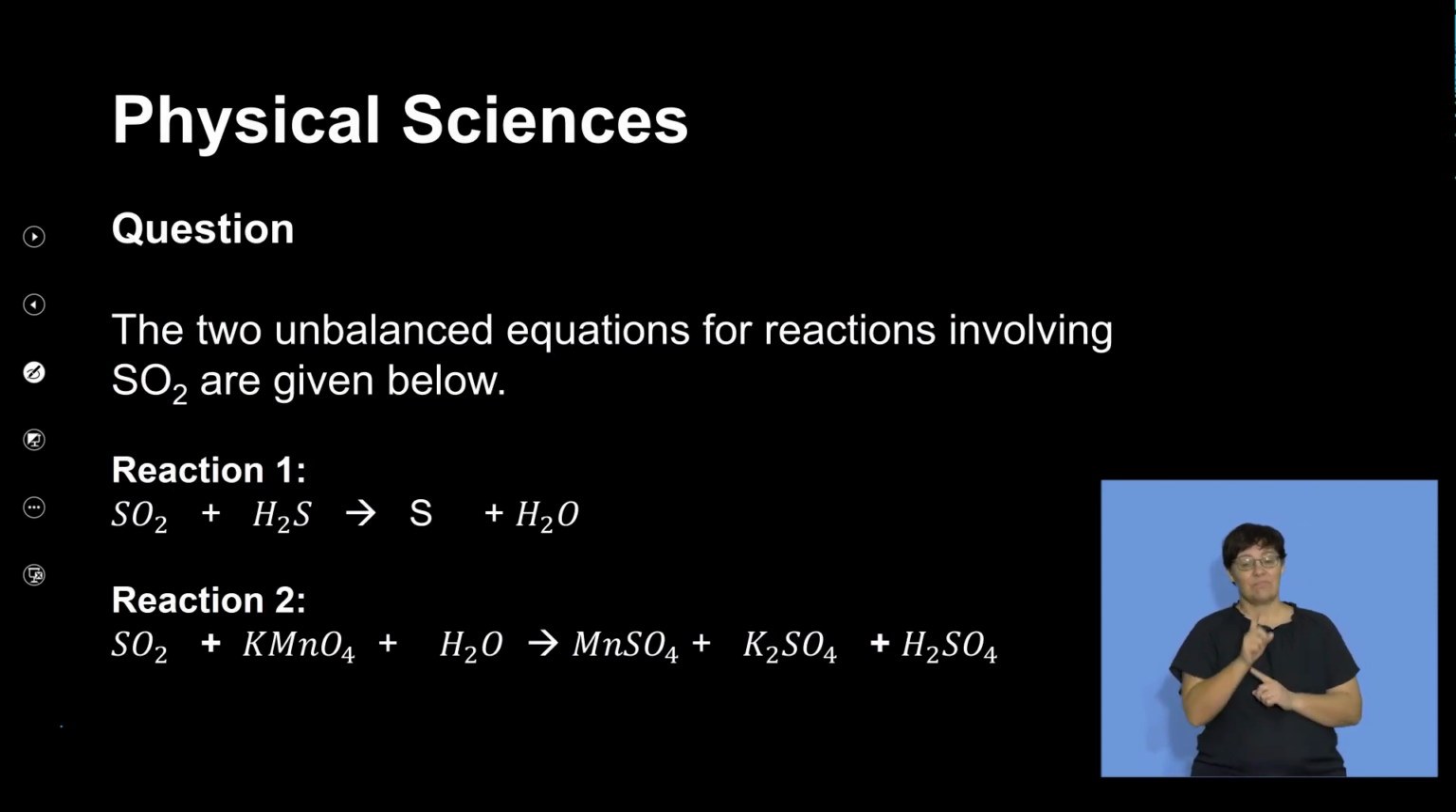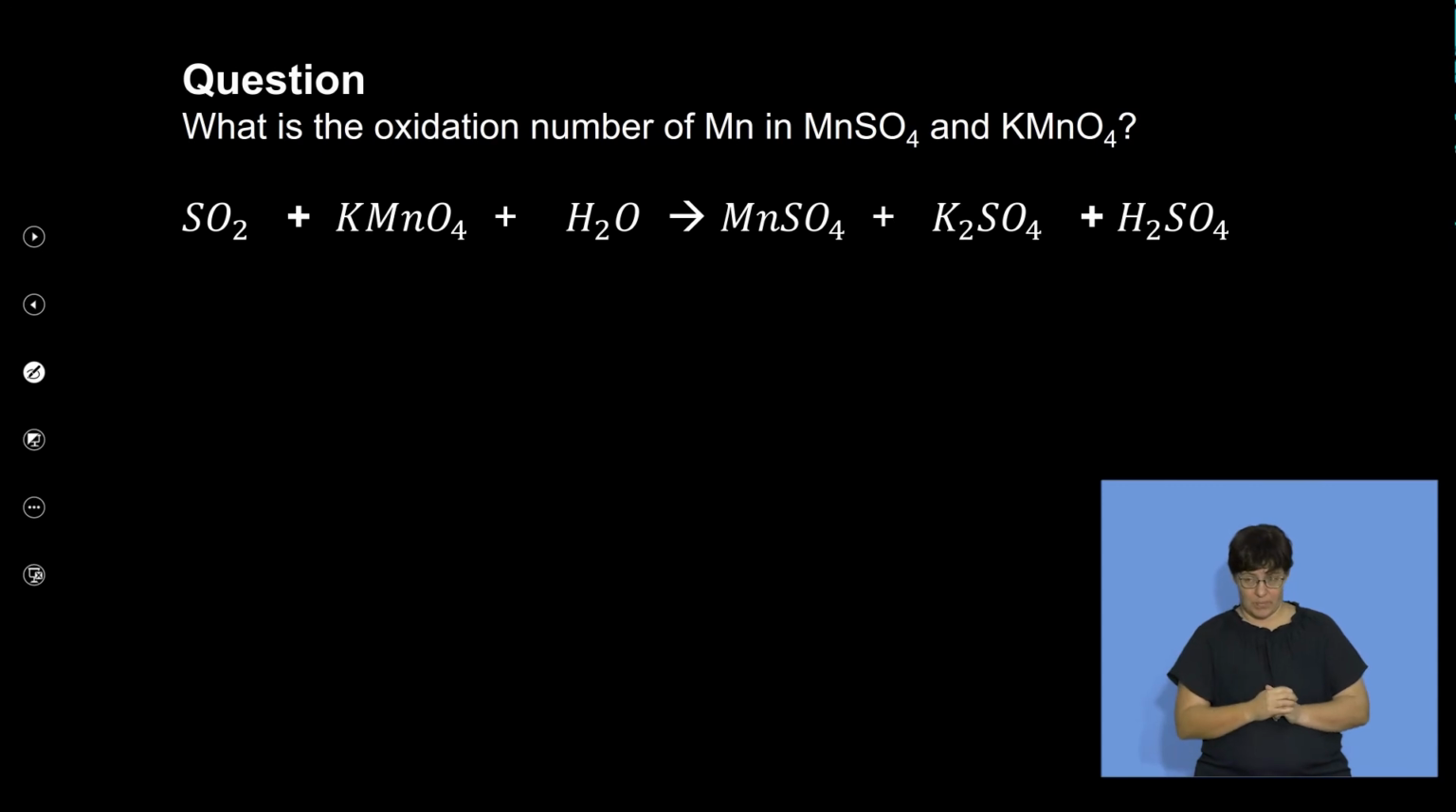In this question, it says the two unbalanced equations, and I'm going to underline that because that's very important, for reactions involving sulfur dioxide are given. So there are two reactions here. In reaction 1, sulfur dioxide reacts with hydrogen sulfide, and in the second one, sulfur dioxide reacts with potassium permanganate. Now, it asks what is the oxidation number of manganese in manganese sulfate and in potassium permanganate. So this is about chemical formulas as well.